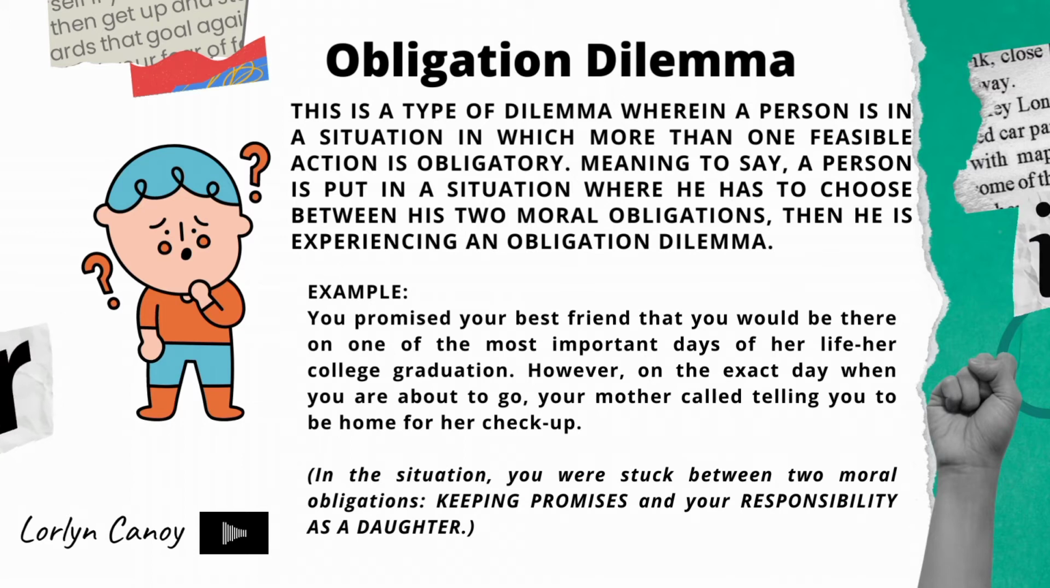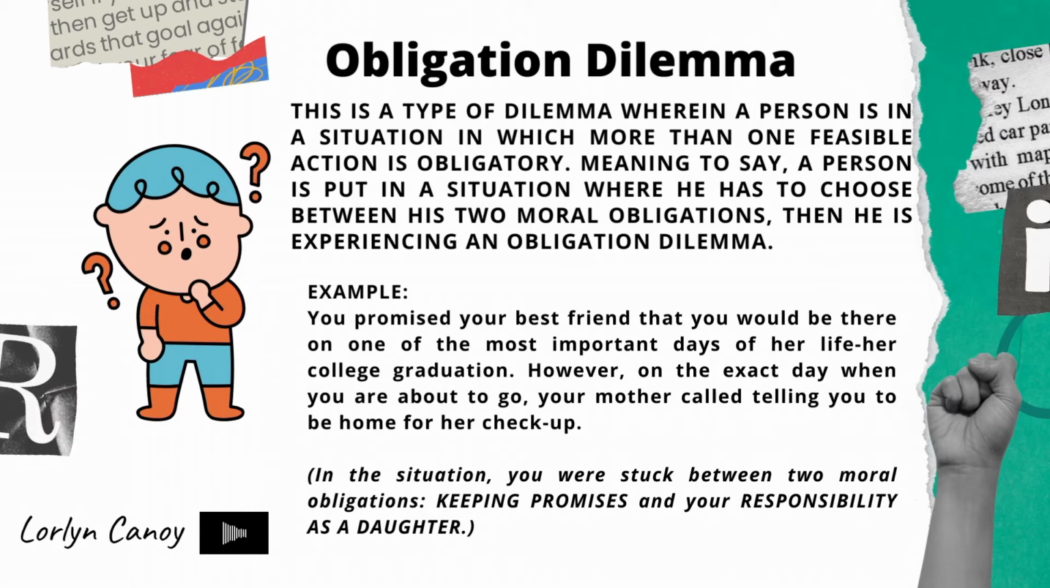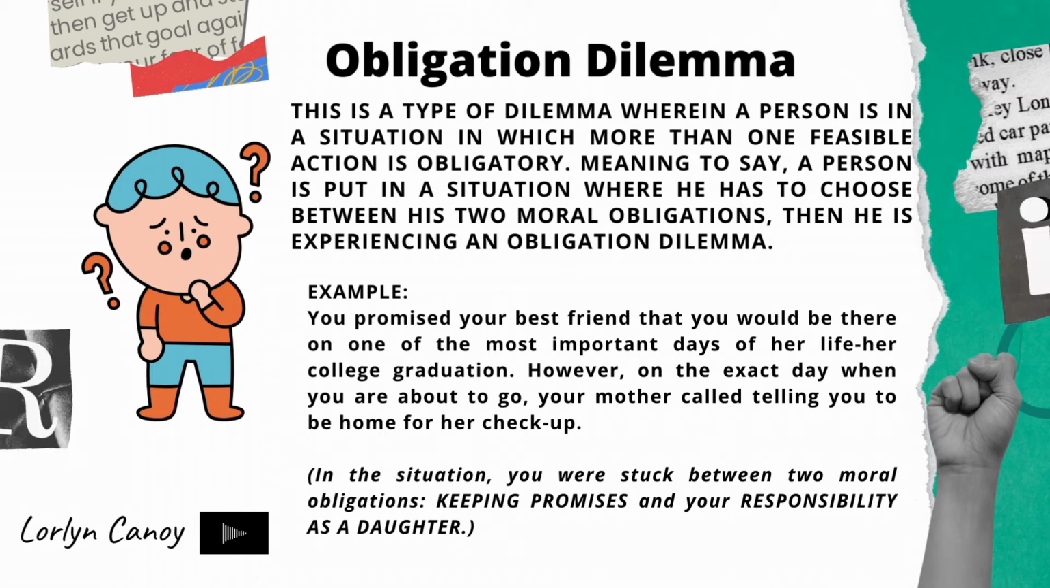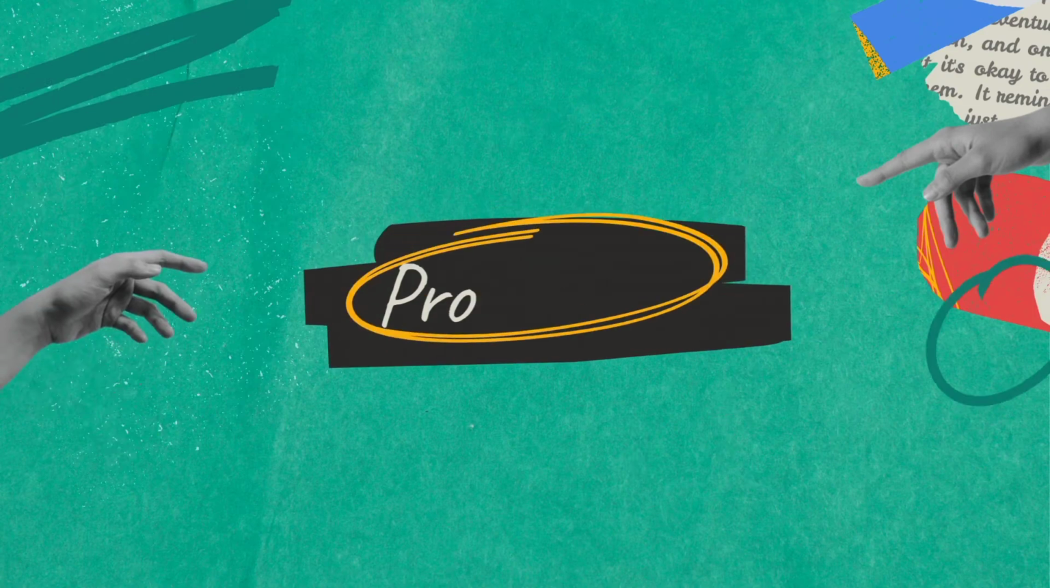In this situation, you are stuck between two moral obligations, which is keeping your promise and your responsibility to your mom as your daughter. That's an example of an obligation dilemma.